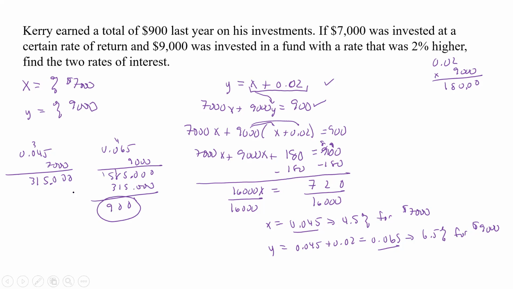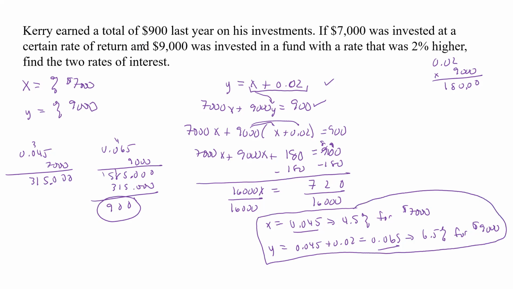So both of them work, and so those are our correct percents for those amounts of dollars to get the final value of $900 interest investing at those two amounts.